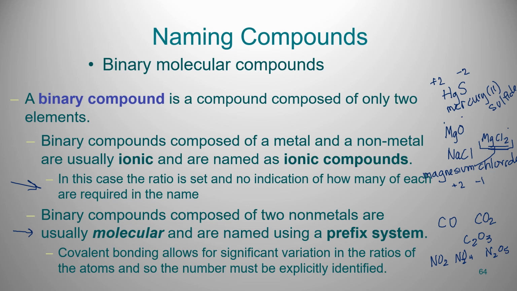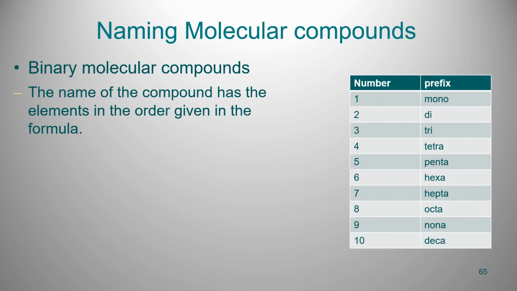Because they're not ionic, they can combine in different ways. So we have to explicitly indicate how many of each there are in the name, because we can't predict it by looking at the periodic table. So that's what the prefix system is for.